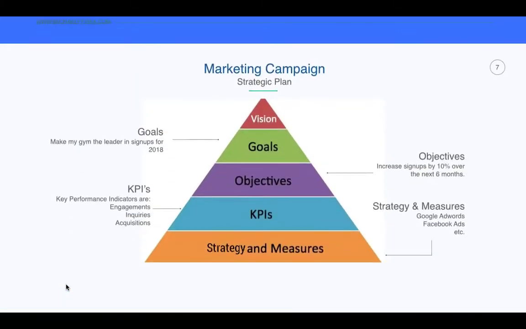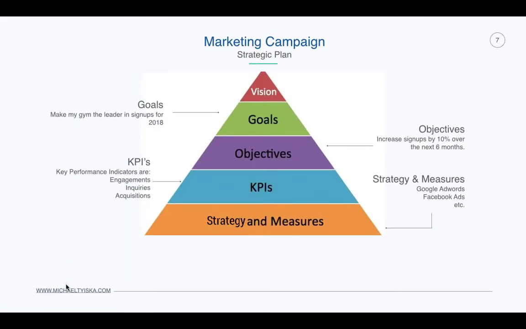So again, this is your strategic marketing campaign, right? So you have the vision of your business, whatever your vision is. To accomplish that vision, you have to have goals. So let's say in your case, your goal is to make my gym the leader of signups in 2018. Now your goals have to be macro, meaning a broad goal. Now your objectives are things you do to accomplish this goal. Now these are the micro. So your goal is to make your gym the leader in signups in 2018. So your objective is to increase signups by a certain percentage amount.